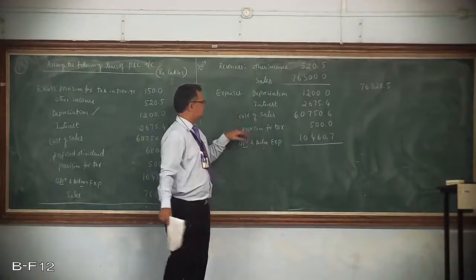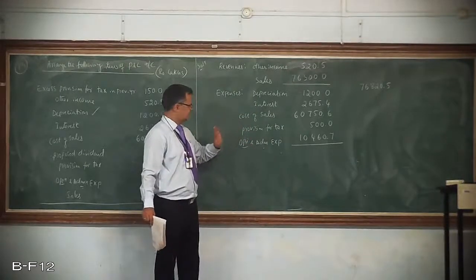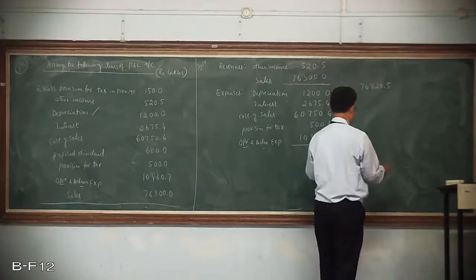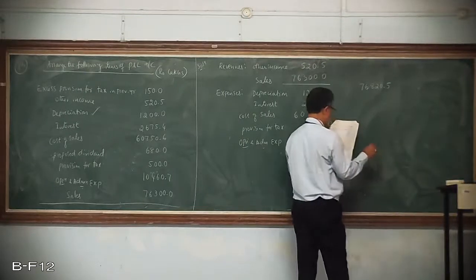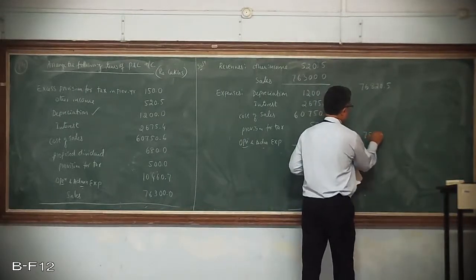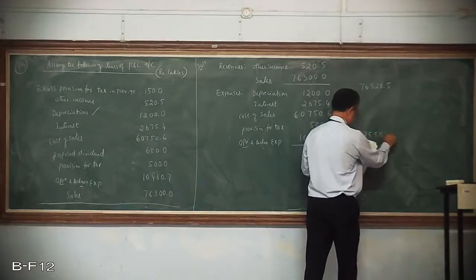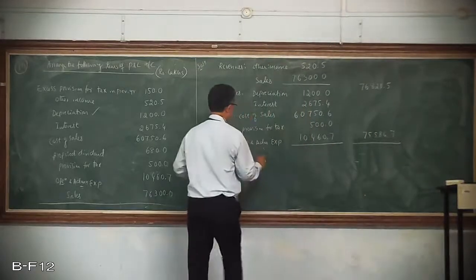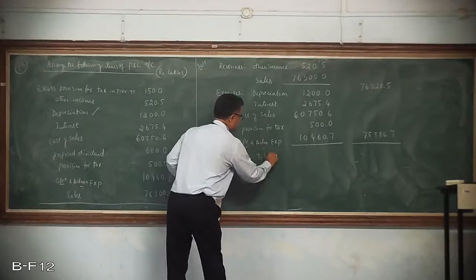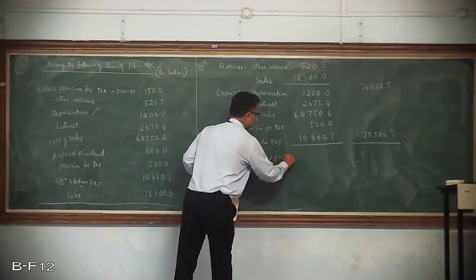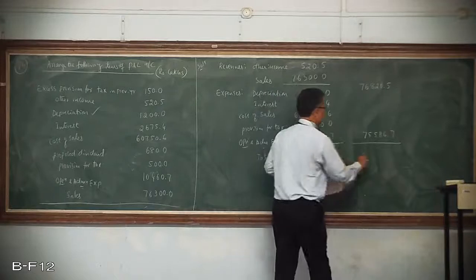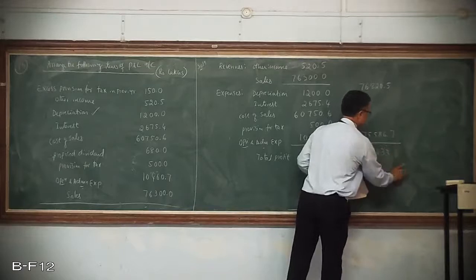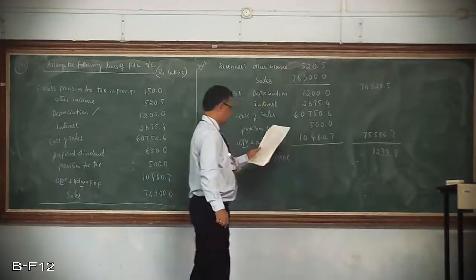Depreciation, interest, cost of sales, provision for tax, and operating and administrative expenses. So this is going to be 75,586.7. Subtract, and you are going to get the total profit. So it's 1233.8. That's the total profit you are going to get.